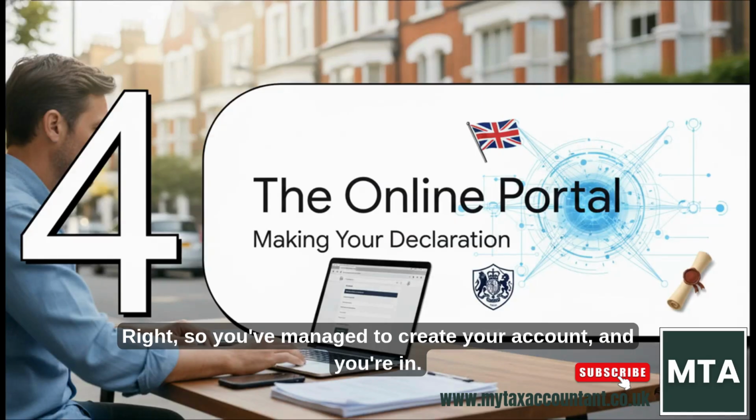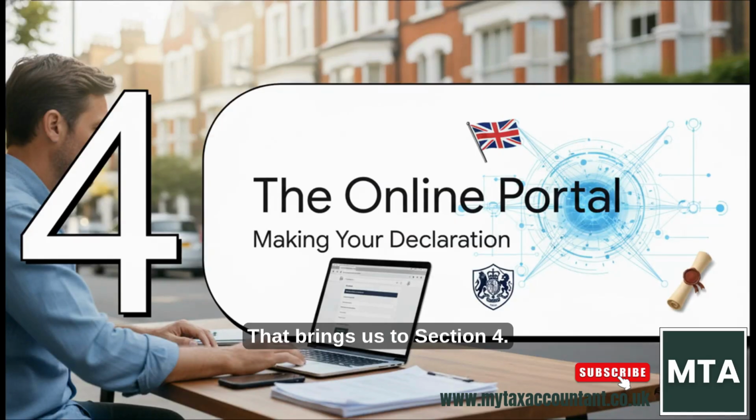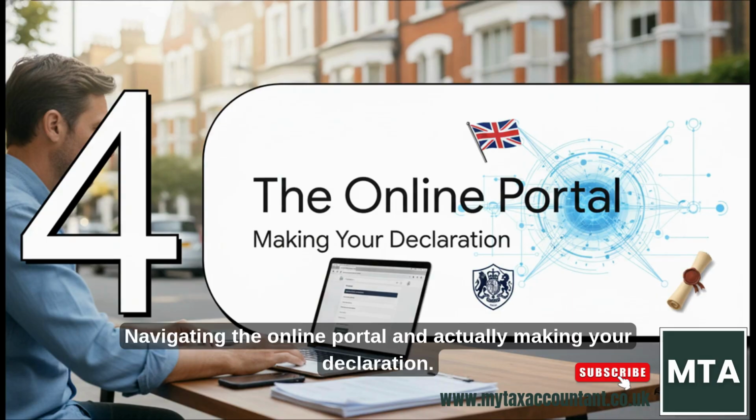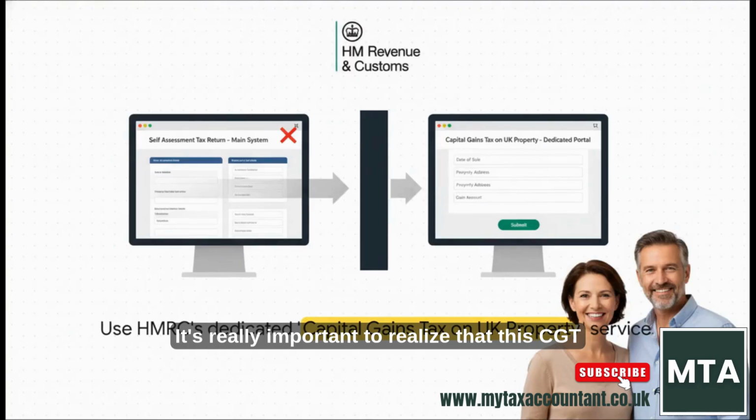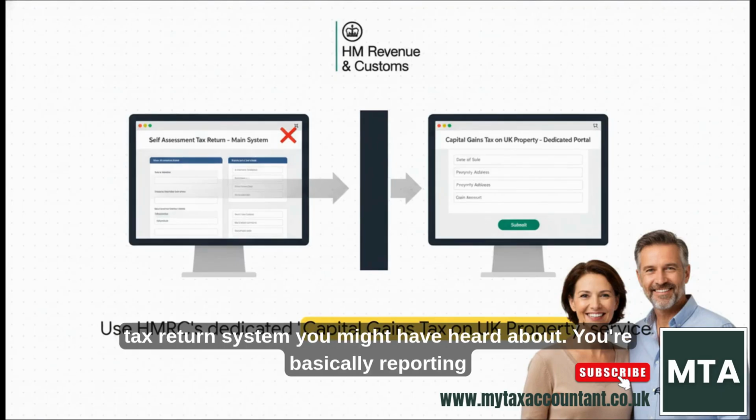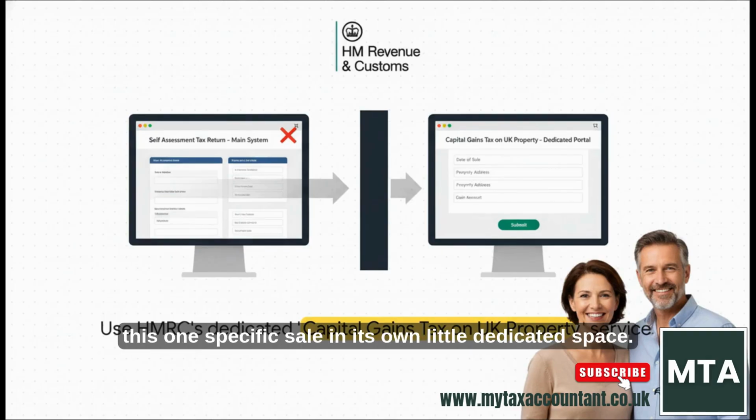Right, so you've managed to create your account and you're in. That brings us to Section 4, navigating the online portal and actually making your declaration. It's really important to realize that this CGT on UK Property Service is its own separate world. It has nothing to do with the main self-assessment tax return system you might have heard about. You're basically reporting this one specific sale in its own little dedicated space.